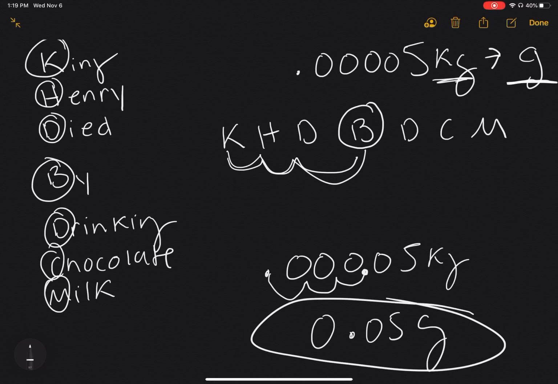But yes, that's the easiest way to do conversions. I hope that's helpful, and I do apologize that my handwriting is so messy.